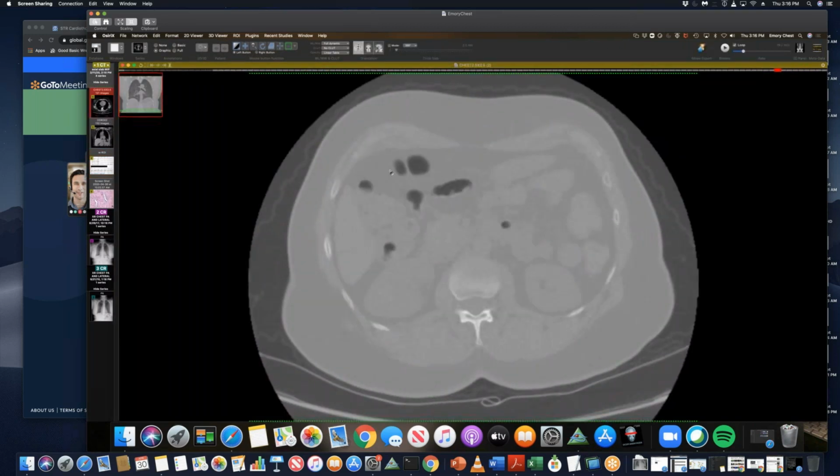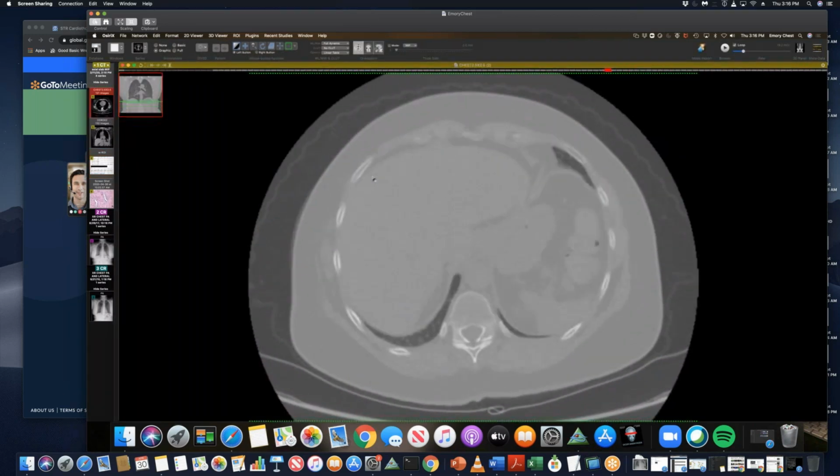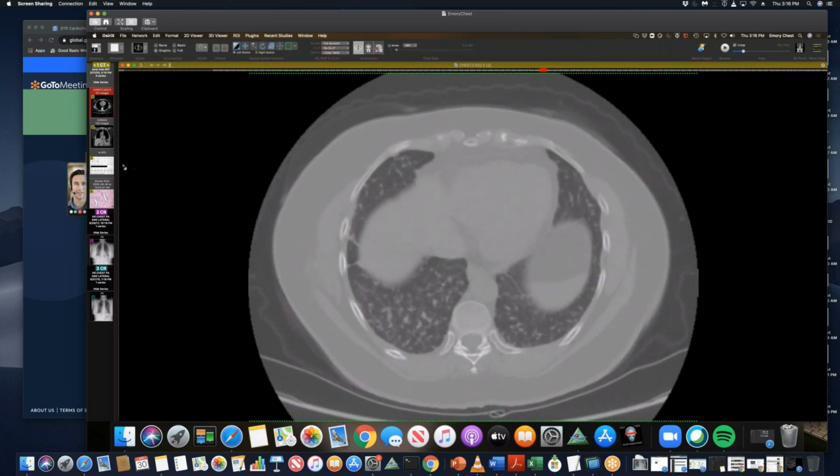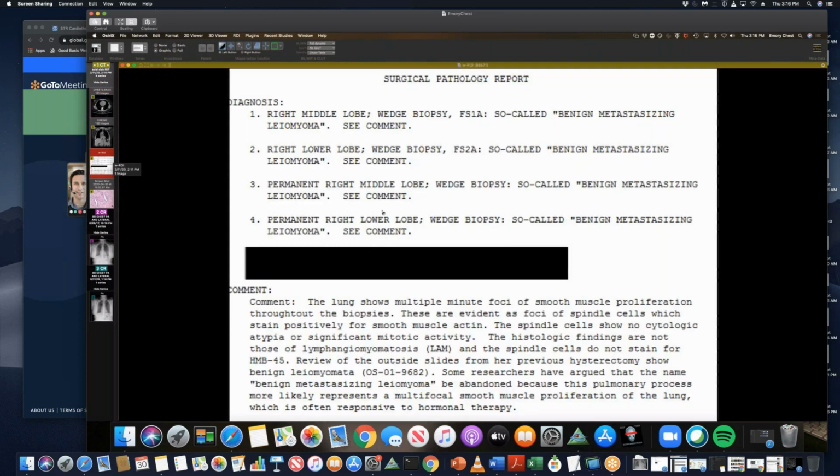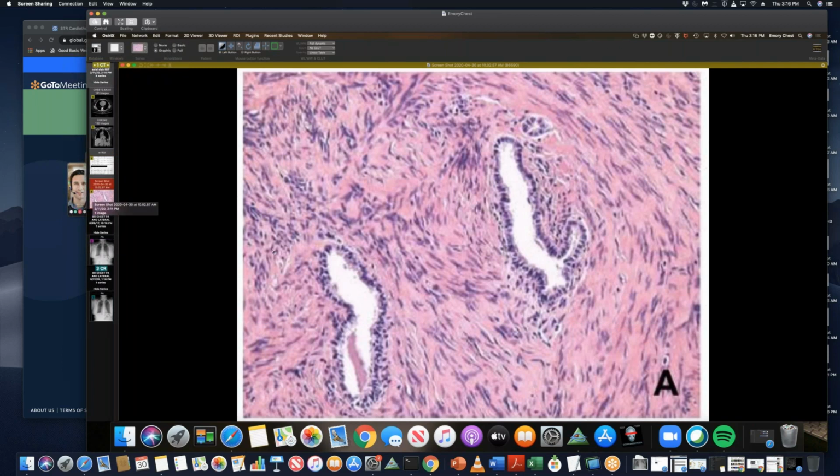It's interesting also the comment in the pathology note. They described spindle cell shapes, and then they said not consistent with LAM. And then I included this. This isn't from the patient. I just copied it from a pathology outline website, showing the spindle cell, smooth muscle cells here in between the airways.